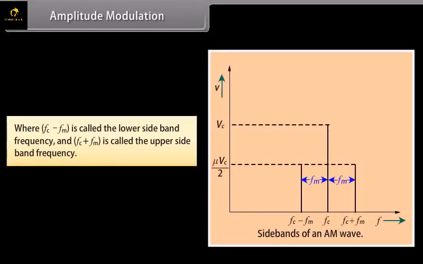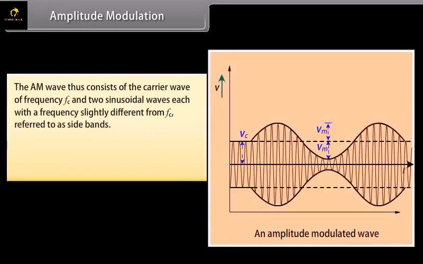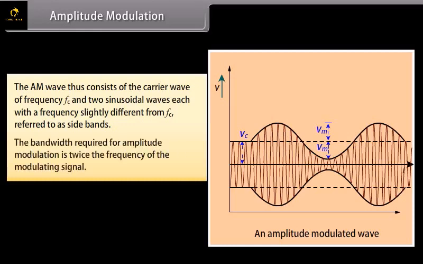fc − fm is called the lower sideband frequency and fc + fm is called the upper sideband frequency. The AM wave thus consists of the carrier wave of frequency fc and two sinusoidal waves, each with a frequency slightly different from fc, referred to as sidebands. The bandwidth required for amplitude modulation is twice the frequency of the modulating signal.